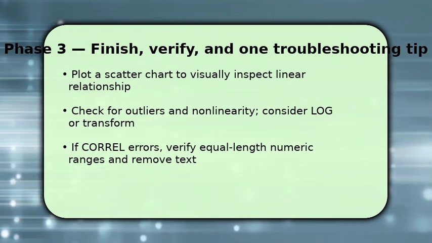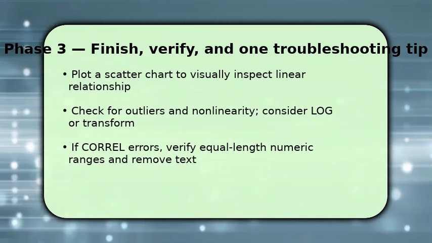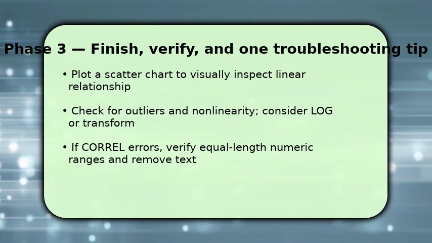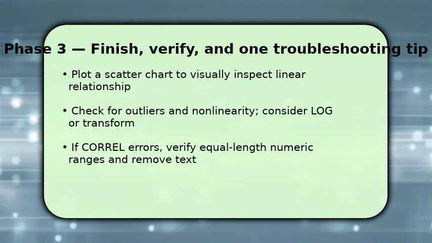If you get errors, make sure both ranges are numeric and exactly the same length, and remove stray text or spaces. A single outlier can change the coefficient dramatically. Check before trusting the number.